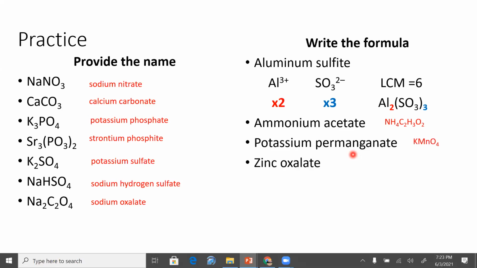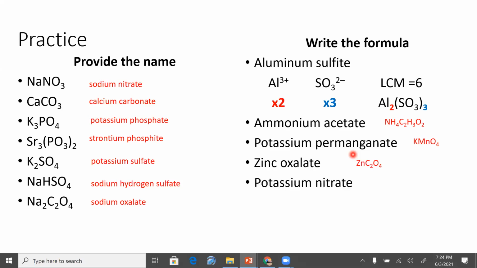All right, how about zinc oxalate? Okay, zinc is Zn. We just have to know that it's got a charge of +2. Oxalate is C2O4 with a -2 charge. So we've got a +2 charge and a -2 charge. Think about what we're going to do with those numbers when we go to write our formula. Okay, so the 2's get simplified. Zinc oxalate is ZnC2O4.